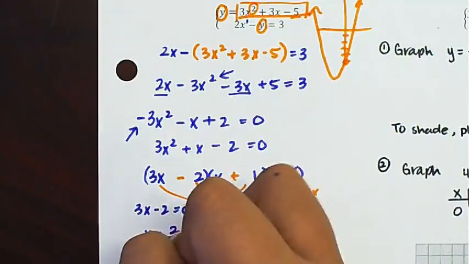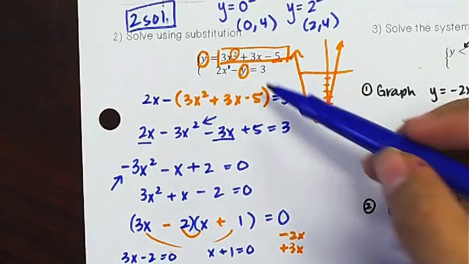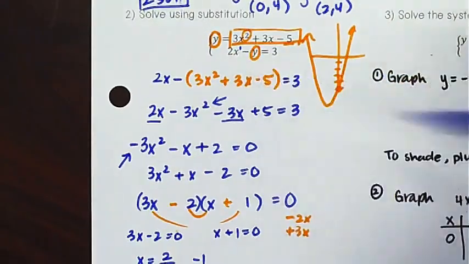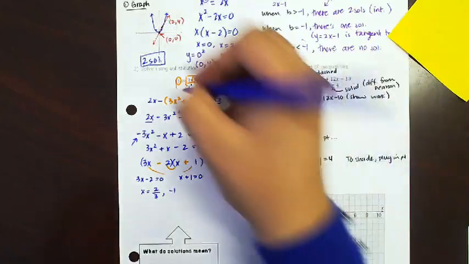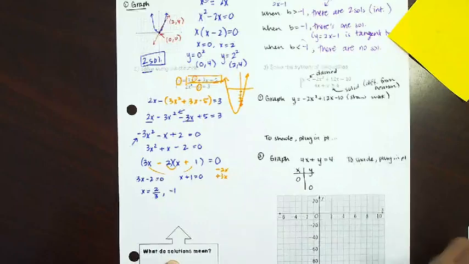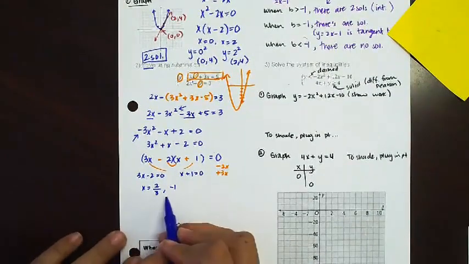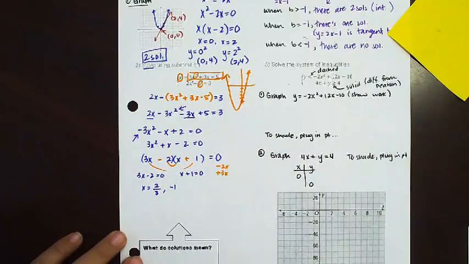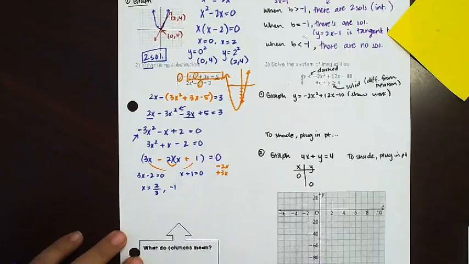Add 2, divide by 3, and then subtract 1. But again, this is a system, which means you have a line and you have a parabola. And when we say solve the system, you're solving for both x and y. You're solving for the point of intersection. So it's not enough to just stop here. You have to plug it back in and solve for y. So I like always plugging it into the line because I don't have to square anything.